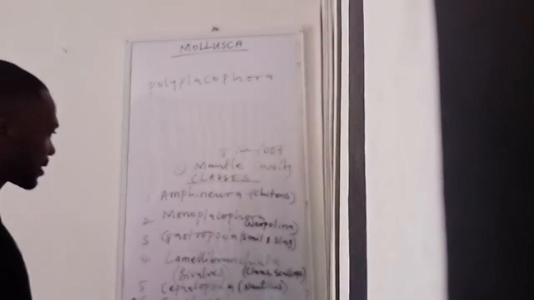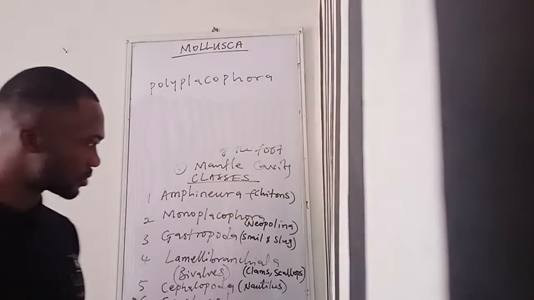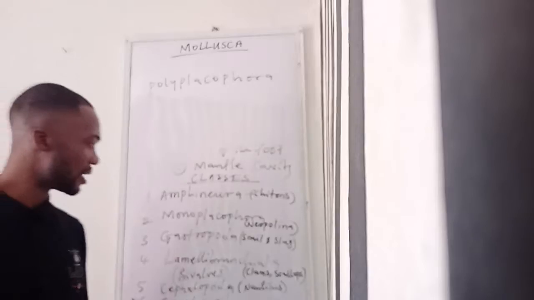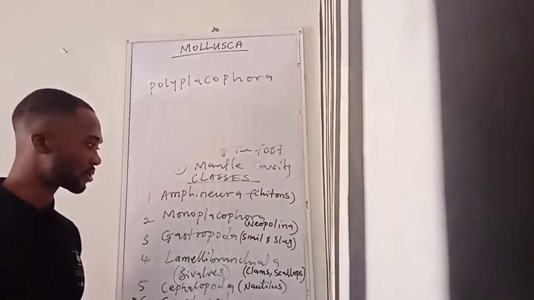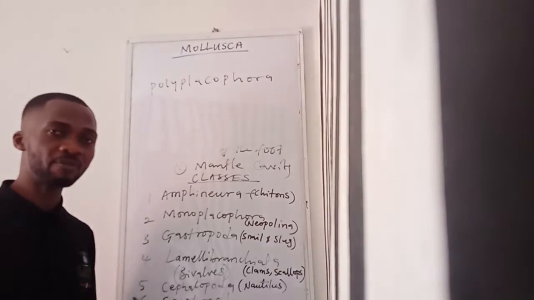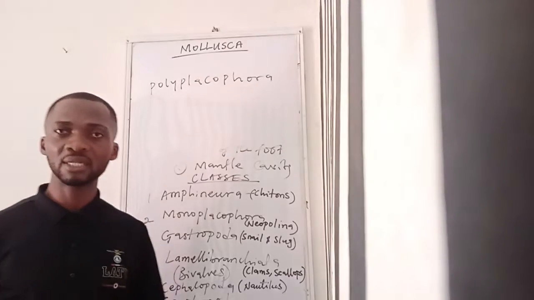Then the next class is the gastropoda. In the gastropoda, that is where you see the snail and the slug, and that is a very large class, compared to these other classes we have here. We have so many organisms that are found under this class, the gastropoda. So the members are huge.